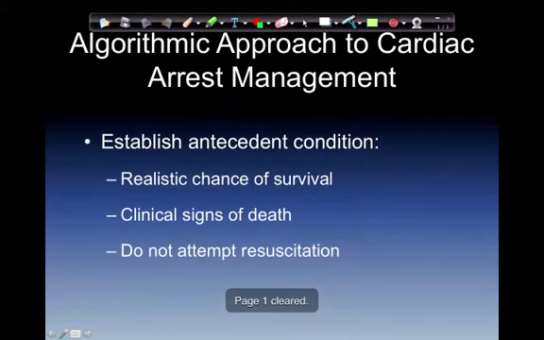An algorithmic approach. Establish whatever condition got them there, or try to, the antecedent condition. Determine whether or not your patient actually has a realistic chance of survival. If there are obvious signs of death, then they probably don't have a real chance of survival. Clinical signs of death: unresponsive, apnea and pulseless. And do not attempt resuscitation if the patient has a DNR or any other executed document. An example of this would be a living will. Be sure that they don't have documentation that they don't want to be resuscitated.